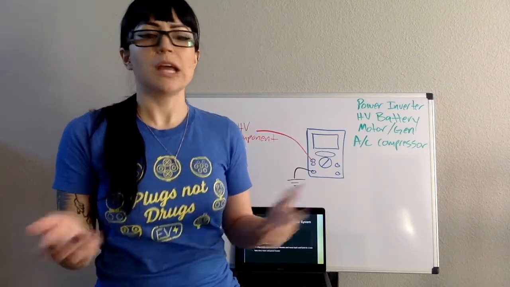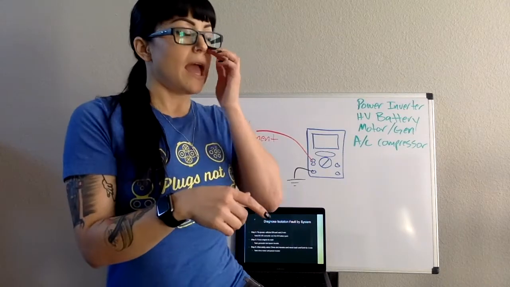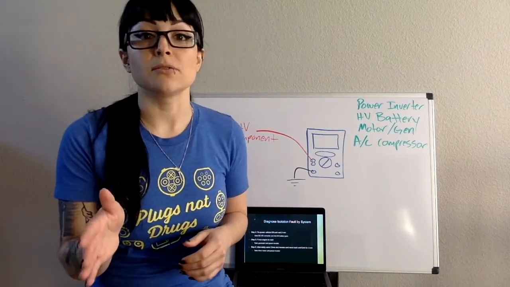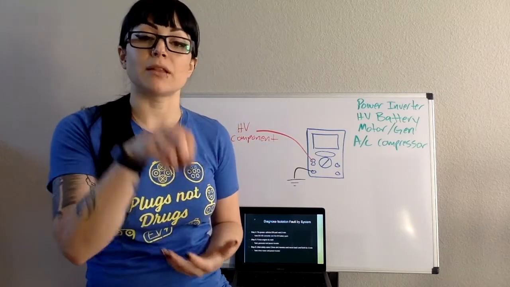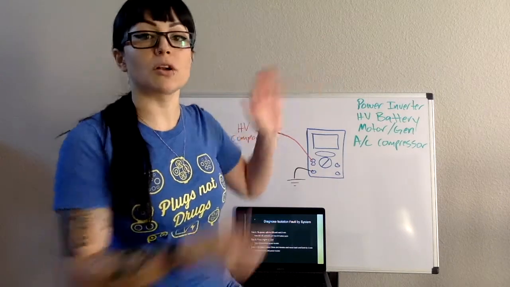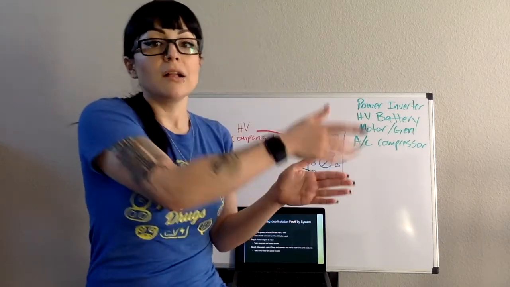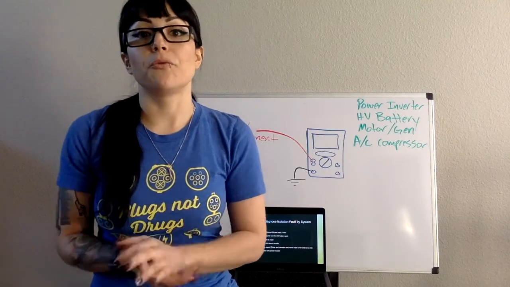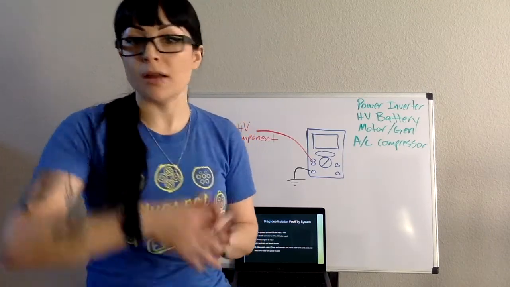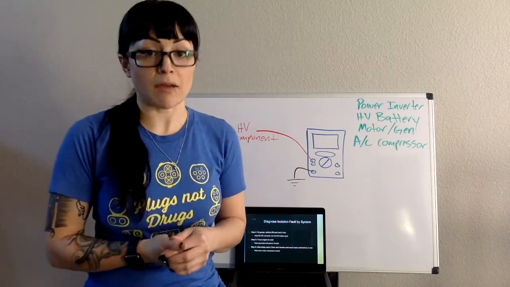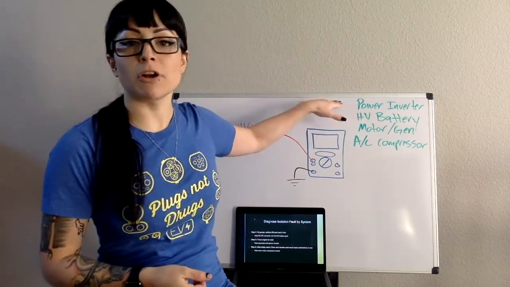So if the controller is monitoring everything and decides the driver would like to move forward, we need to divert power from our battery pack to the electric motor. It's going to go to our power inverter. The power inverter is going to say, okay, controller, divert power to the motor generator, whatever it is we're trying to power on. You want the AC compressor? Okay, we're going to send high voltage that way. So that's our power inverter.